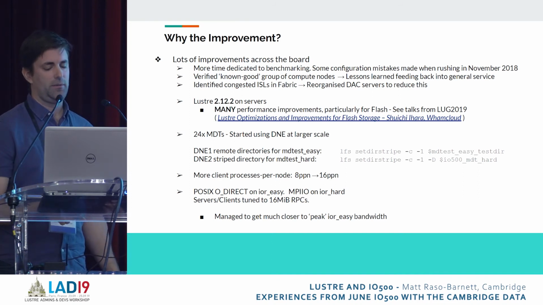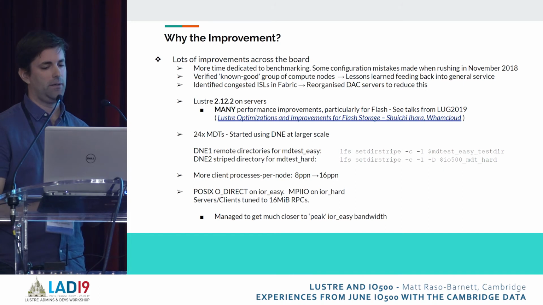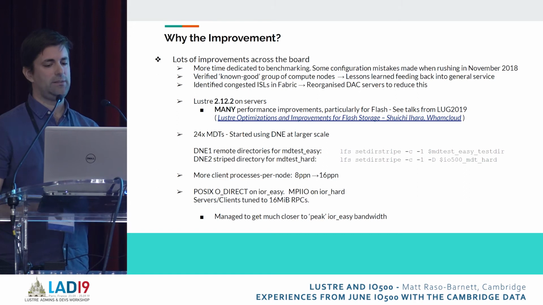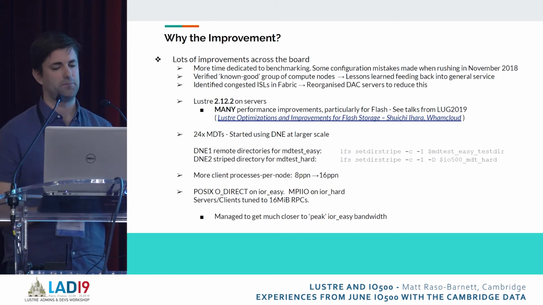In this particular case, I was using DNE1 remote directories for MD test easy. That was where every process had its own directory, which wasn't striped, so it was just pinned to a particular MDT. And then for MD test hard, I was using the DNE2 striped directories.